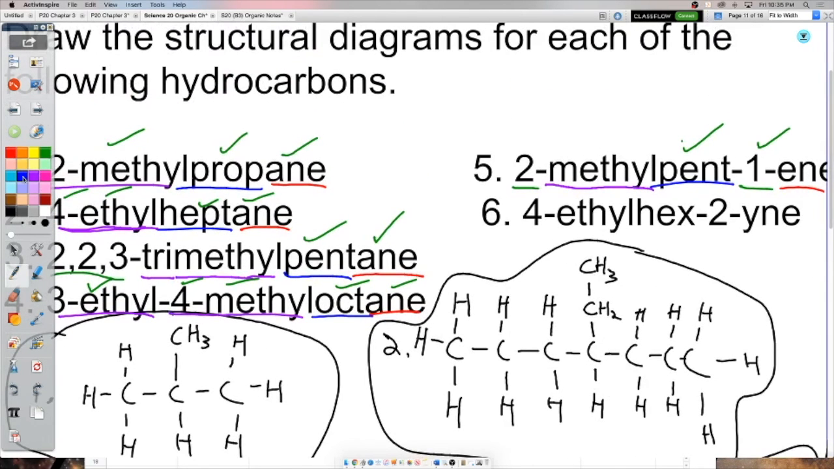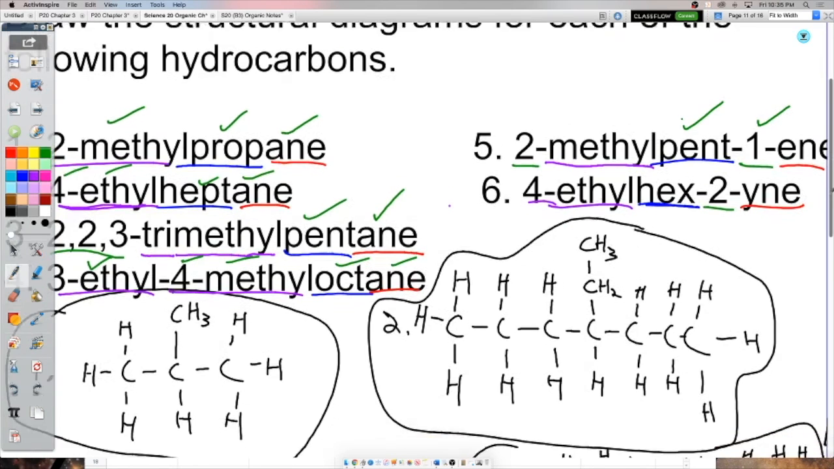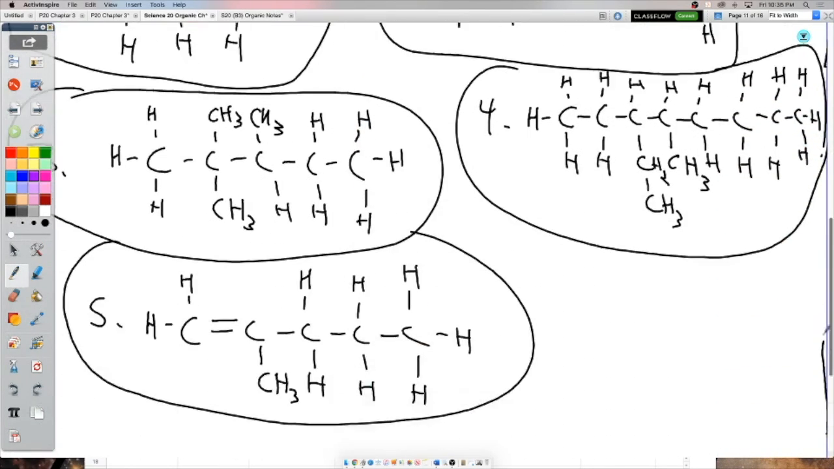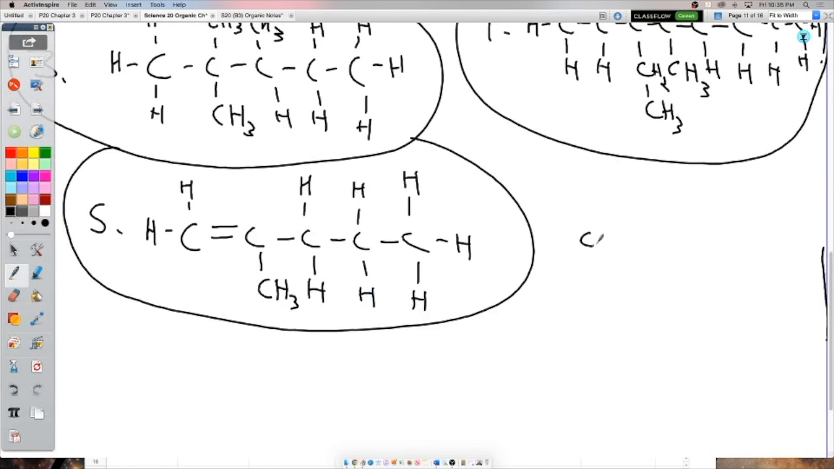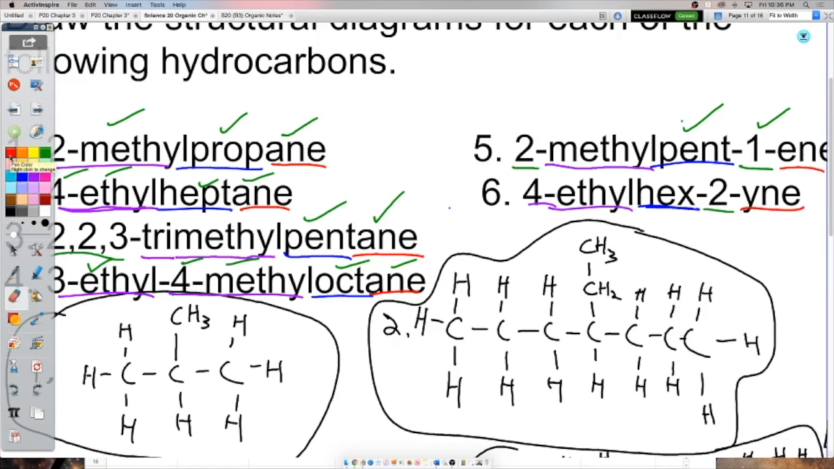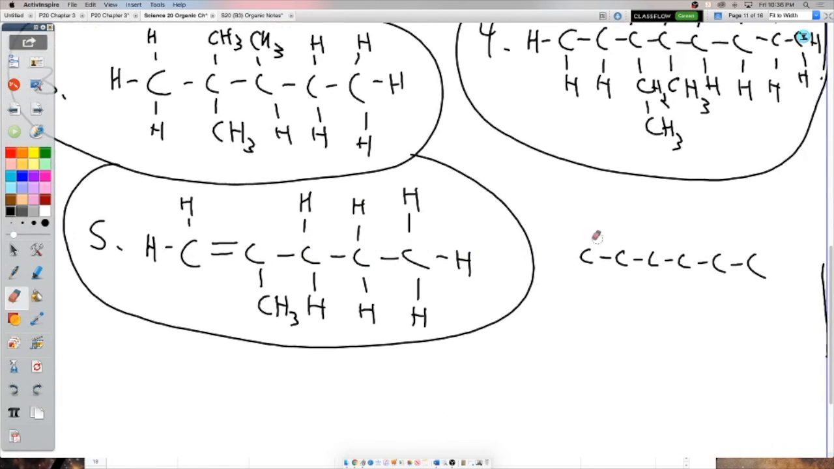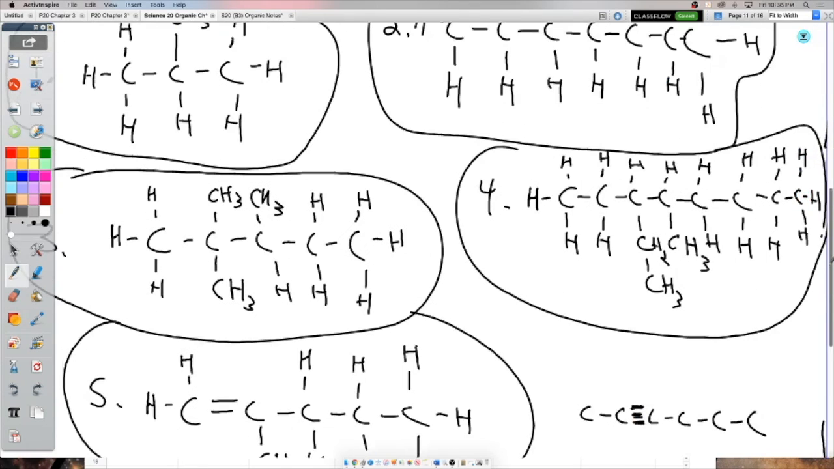Dunzo. Okay. 4-ethylhex-2-yne. I'm just going to highlight it all now, and then we can go back and do it. So blue for hex, that tells us the parent chain. Hex, what's that mean? That means 6 carbons. So 1, 2, 3, 4, 5, 6. Okay. The yne, what does that part tell us? That tells us the double bond on the second carbon, right? Oh, sorry, yne. Yne means triple bond. Listen to me. Triple bond. There we go. Okay, fixed.